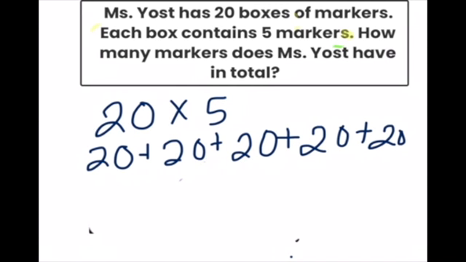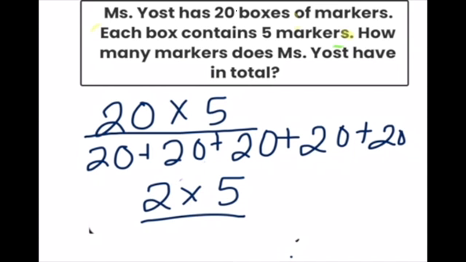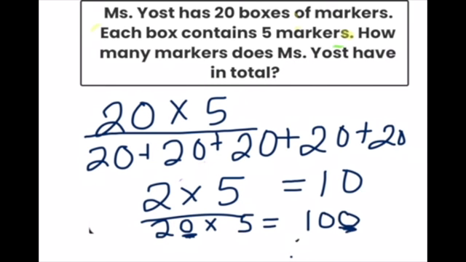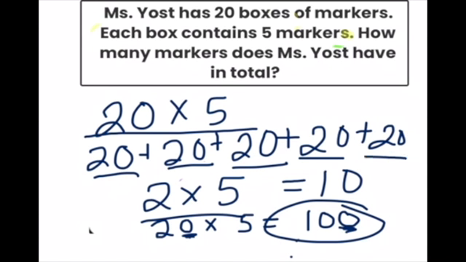But this is another trick. Do you know 2 times 5? Because 20 times 5 is a lot like 2 times 5, right? Just without that 0. 2 times 5 is 10. So 20 times 5, I'm going to add that 0 to the end of my 10, and now I know it's 100. And does that work? 20, 40, 60, 80, 100? Yes, it does.